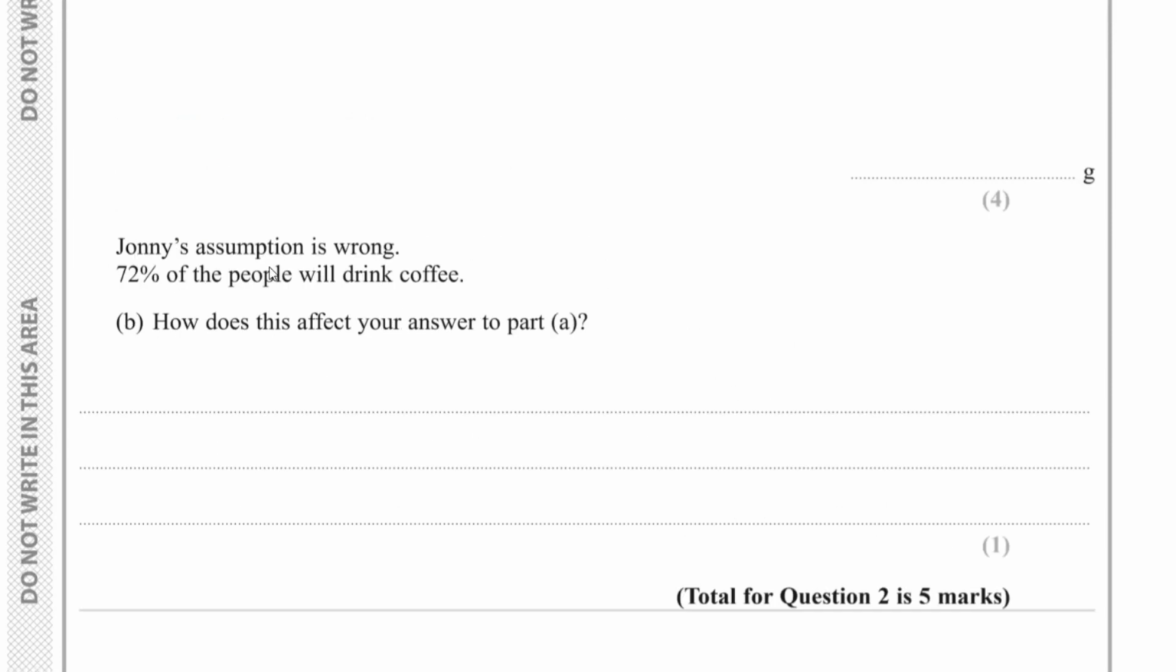Part B, Johnny's assumption is wrong. 72% of the people will drink coffee. How does this affect the answer to part A? Well, if we have 72% of the people drinking coffee, we would have more cups of coffee required, and therefore we would require more grams. So the amount will need to be more.